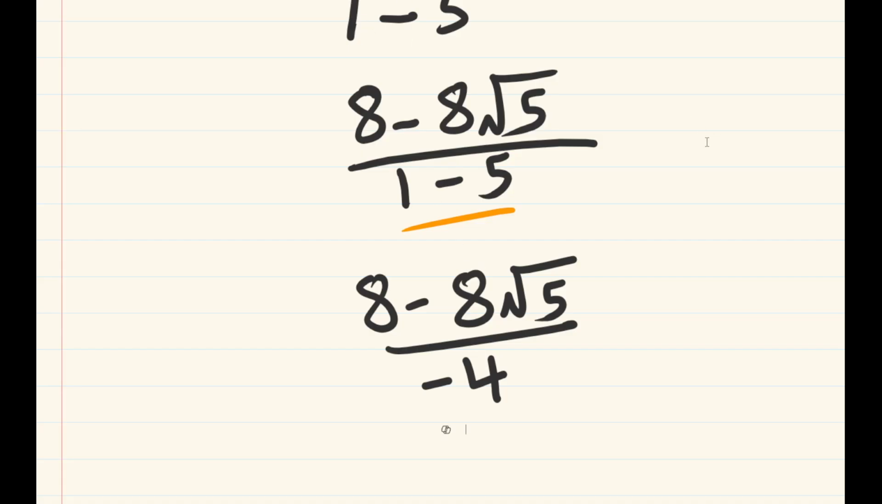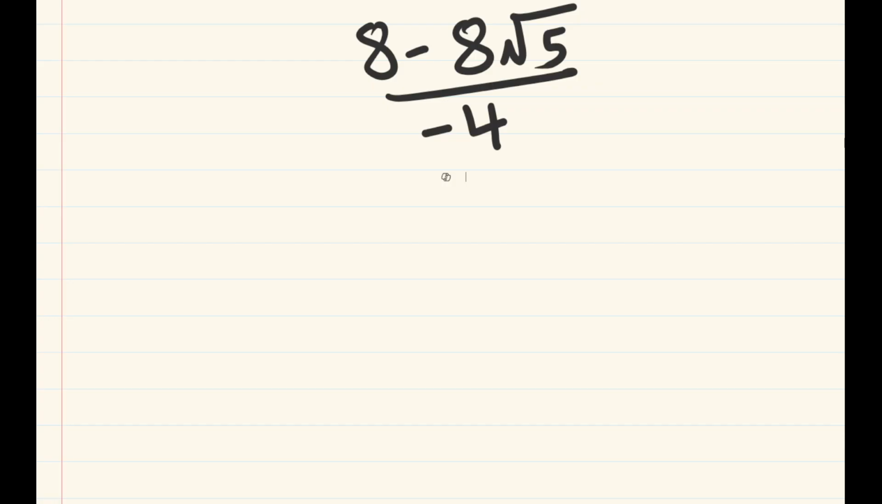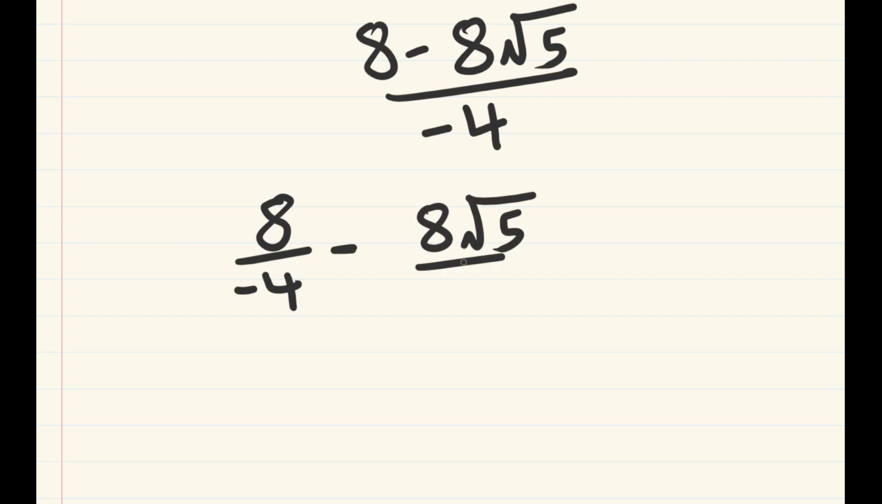And we can go ahead and keep simplifying. So we have 8 minus 8 radical 5 over negative 4. What we can do is then separate these into two fractions, 8 over negative 4 minus 8 radical 5 over negative 4. So what's 8 over negative 4? That evaluates to negative 2.